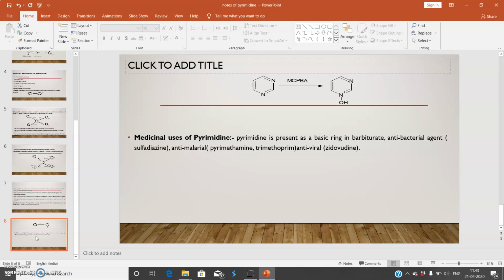Now we'll see the various medicinal uses of pyrimidine. Pyrimidine is found as a basic ring in barbiturate compounds, and in antibacterial agents such as sulfadiazine. It is also found as a basic ring in various antimalarial drugs such as pyrimethamine and trimethoprim. It is also present as a basic ring in an antiviral agent such as zidovudine. Thank you.